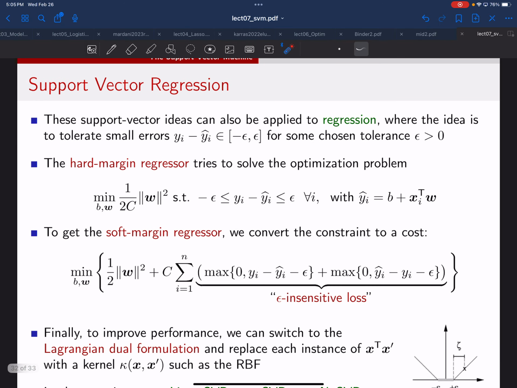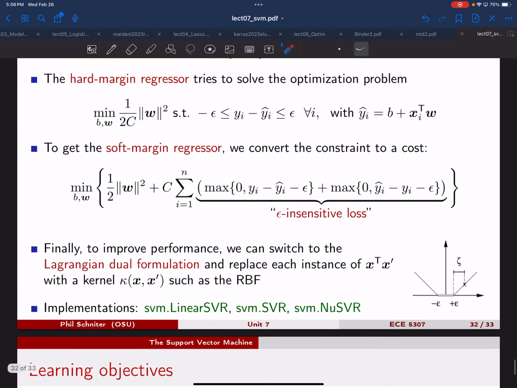Well, in the support vector regressor, basically you say, I'm going to tolerate small errors. So if my errors between my predicted and true targets are within minus epsilon to epsilon, where epsilon is some small positive number I choose, I'm going to say that there's no error at all. I'm going to say that's fine. But outside that, I'm going to do a linear penalty on how far that deviates from epsilon.